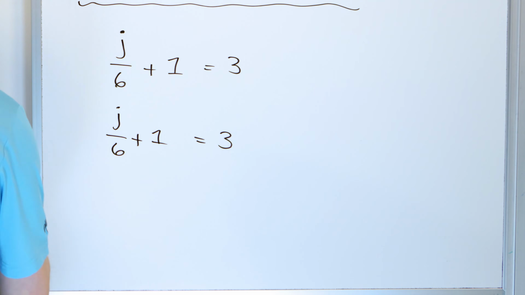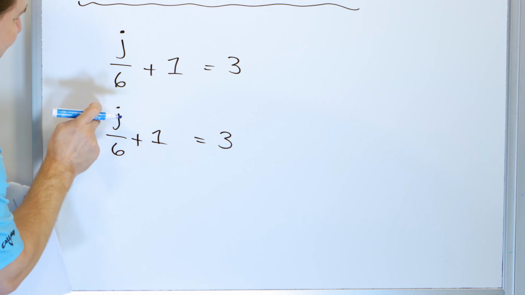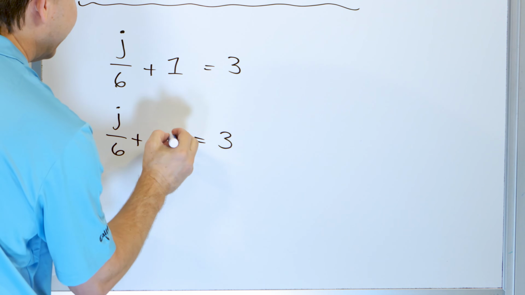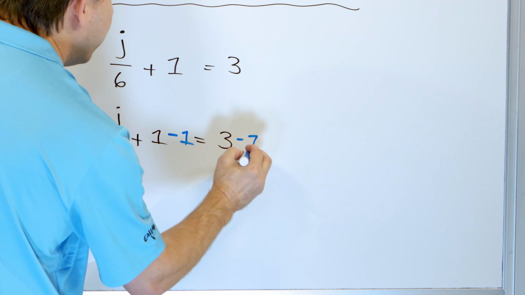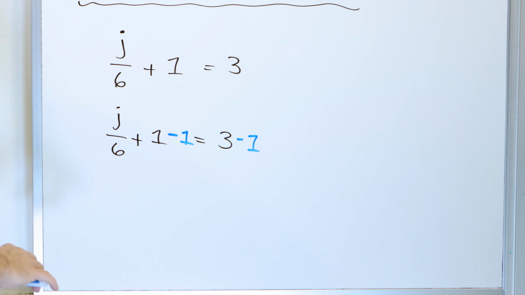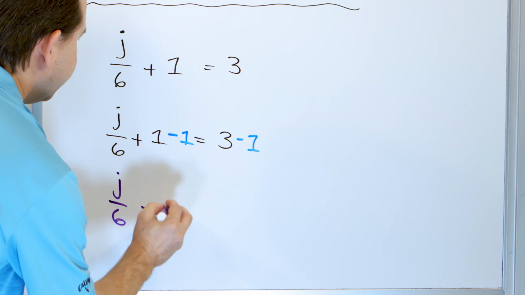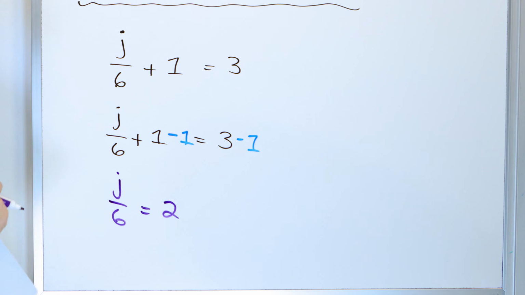So let's do it the right way, and then I'm going to show you kind of the wrong way to avoid. We're adding 1. It's like this is the inner present, the inner box. We're going to do that later. We're going to get rid of the easy thing first. We're going to subtract 1. We know we can do that. So you always look for what you can do first. And we know that 1 minus 1 is 0, so we're going to be left with J over 6. And that's going to be equal to 3 minus 1 is 2.